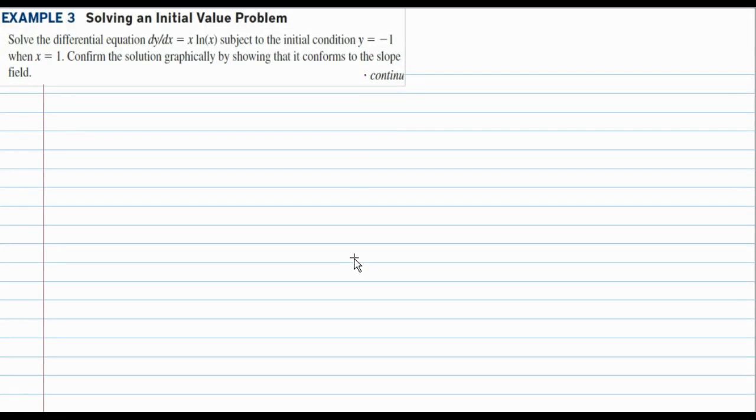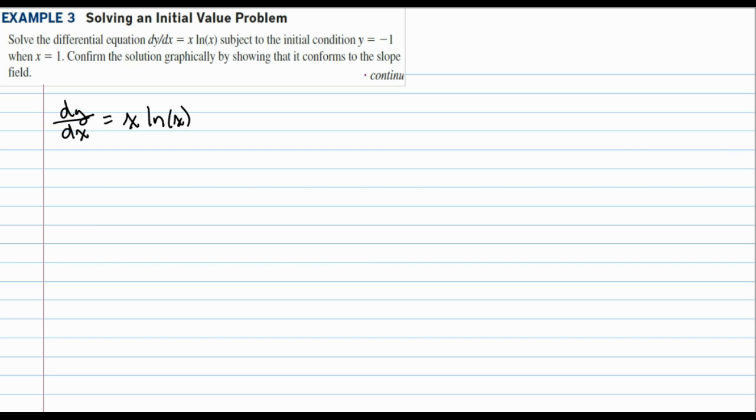This is the screencast for section 6.3, example 3, solving an initial value problem. So we're going to use integration by parts, as you may have predicted, and then we are given an initial condition to be able to solve for C. So solve the differential equation dy/dx equals x natural log of x, subject to the initial condition y equals -1 when x equals 1. Confirm the solution graphically by showing that it conforms to the slope field.